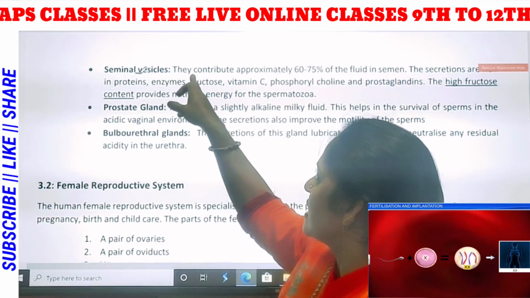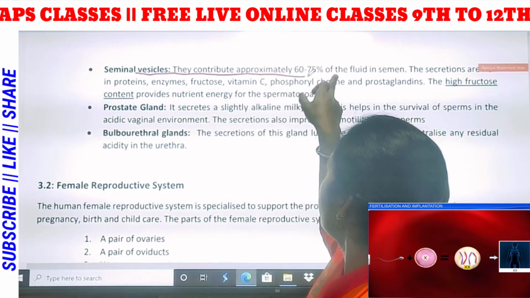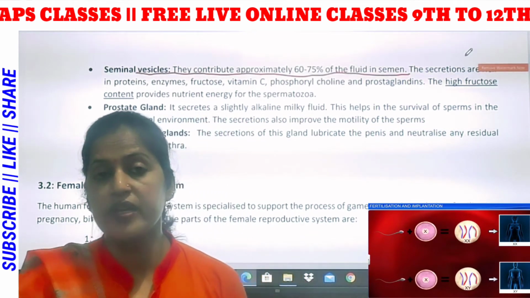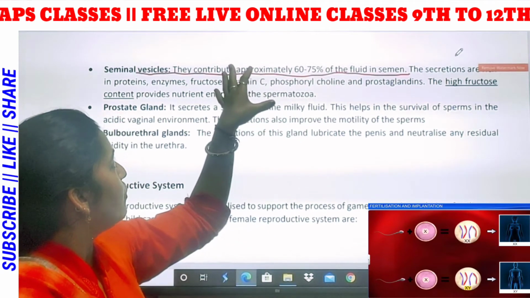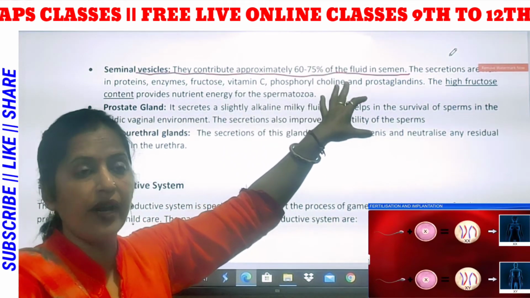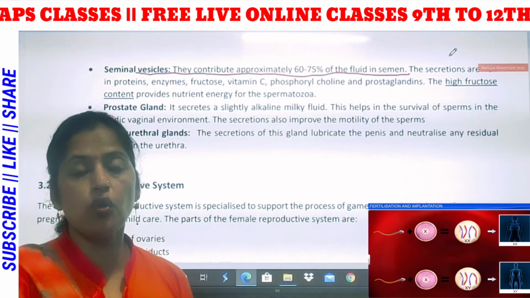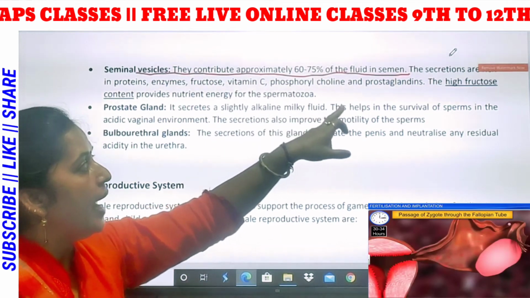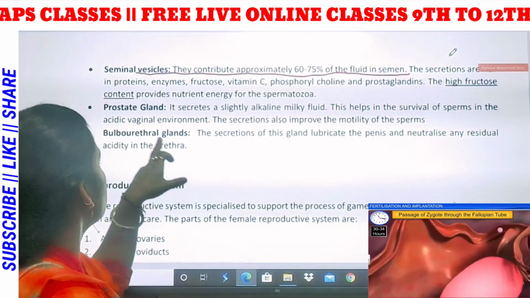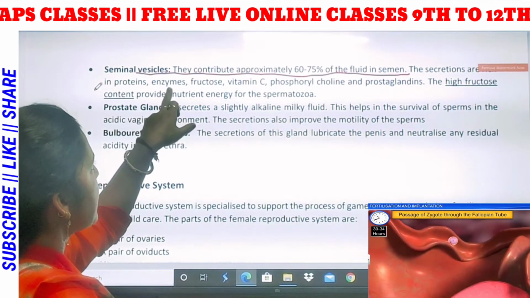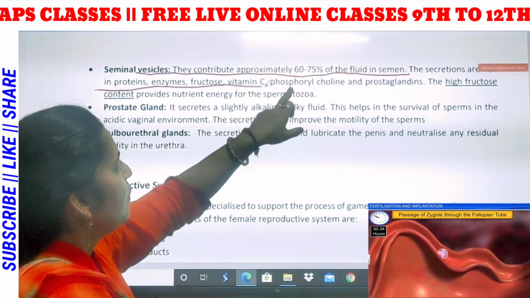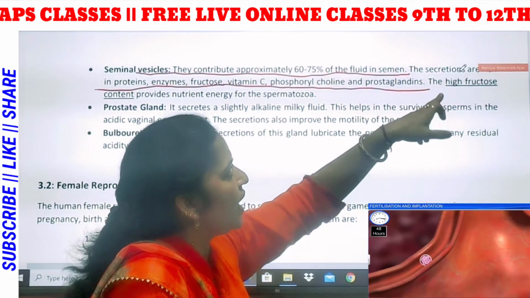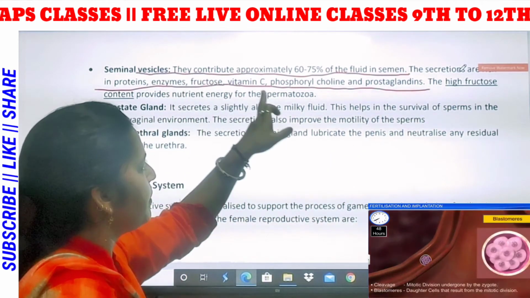Next is the seminal vesicles. They contribute approximately 60 to 75% of the fluid in the semen. The seminal vesicles contribute approximately 60 to 70% of the seminal fluid. And the secretions are proteins, enzymes, fructose, vitamin C, phosphorylcholine and prostaglandins. So these are the various types of secretions present in the seminal vesicles.